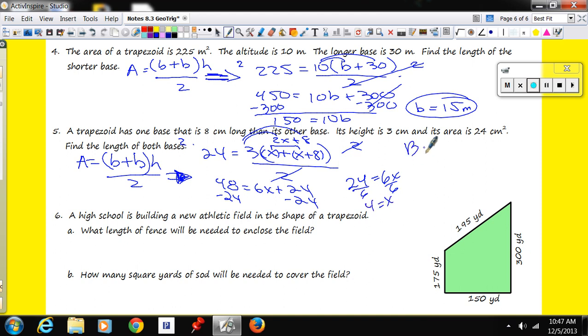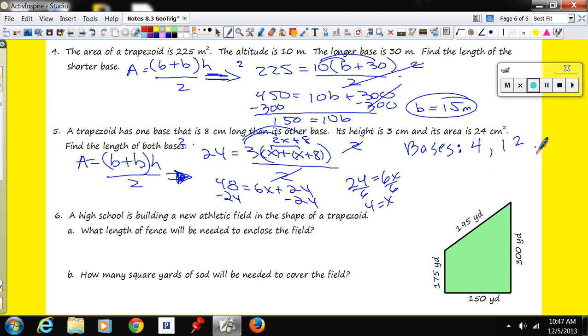So my bases, it's asking for both bases. We know one of them is a 4. What's my other base then have to be? 12. Got to be 8 more than that. So that's 12. So 4 and 12.